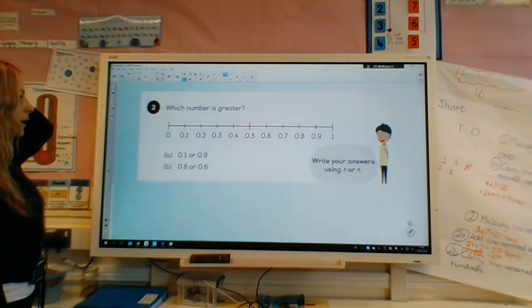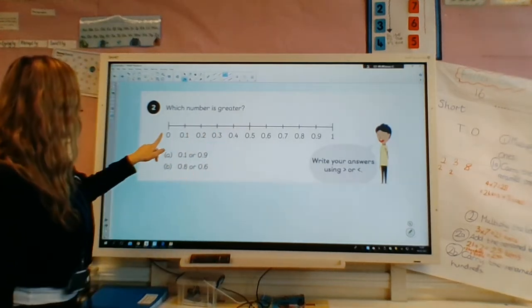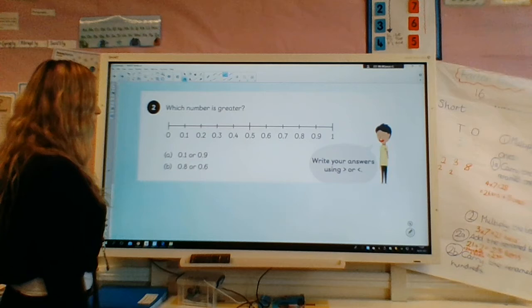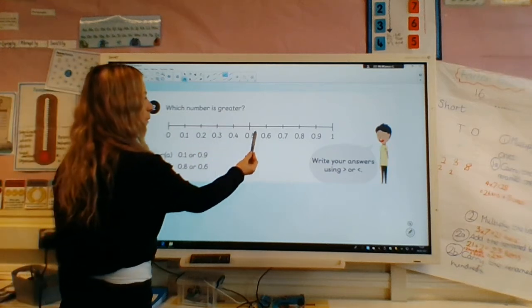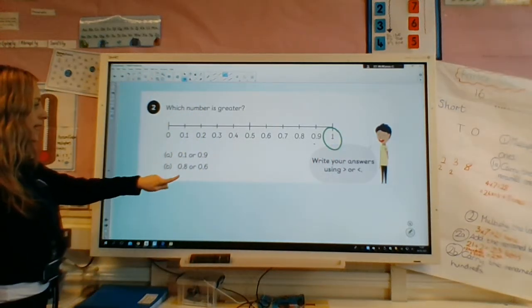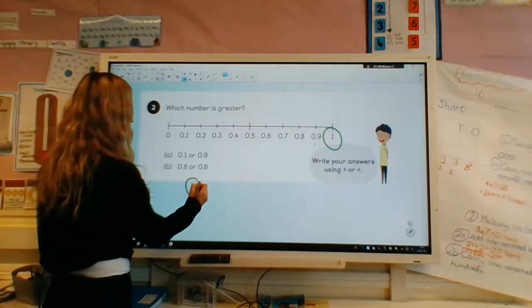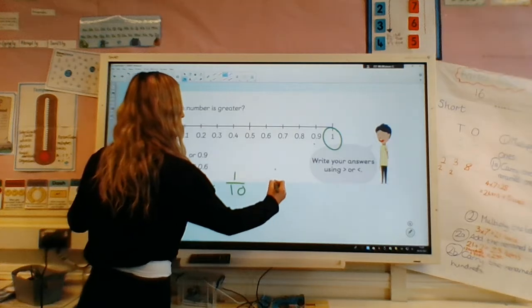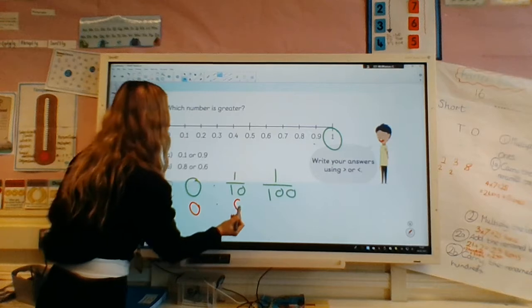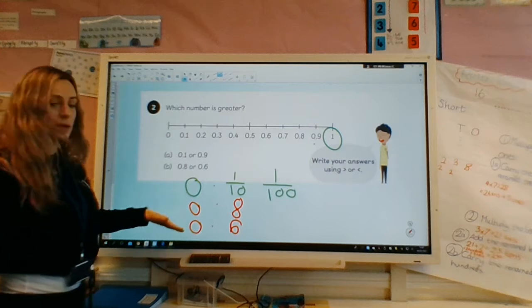Okay, just to show you on a number line what this looks like, these are split into tenths, so we've got 0, 0.1, 0.2, 0.3, 0.4, and so on. So these are getting bigger, and then when you get to 0.9, it becomes 1 whole. So here it's saying which is bigger, 0.8 or 0.6. So what I would do is put my place value, my tenths, and my hundredths. And then I'd write 0.8, and then I'd write 0.6. Okay, I'm looking at my ones, both of them have got 0 ones.